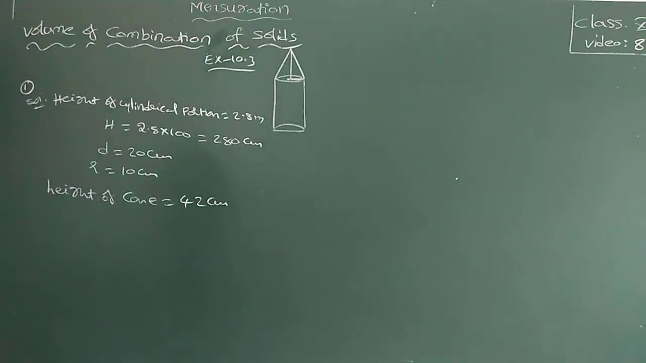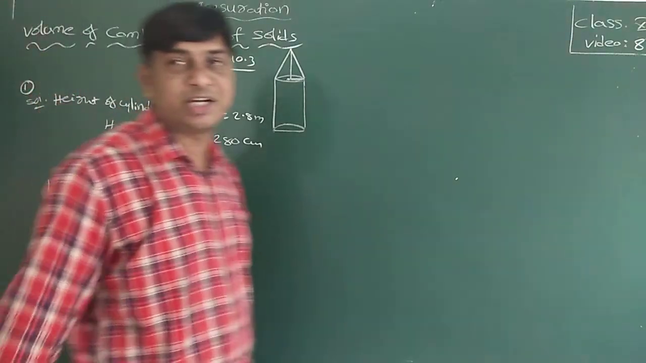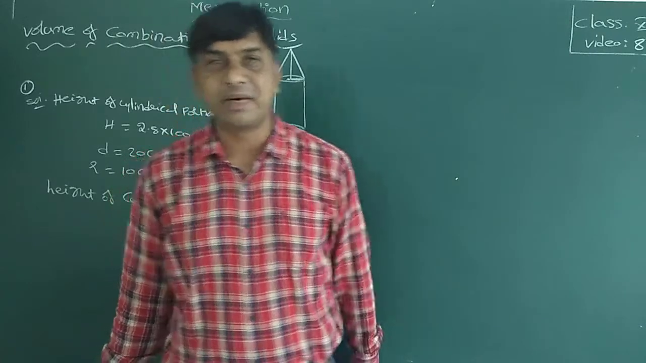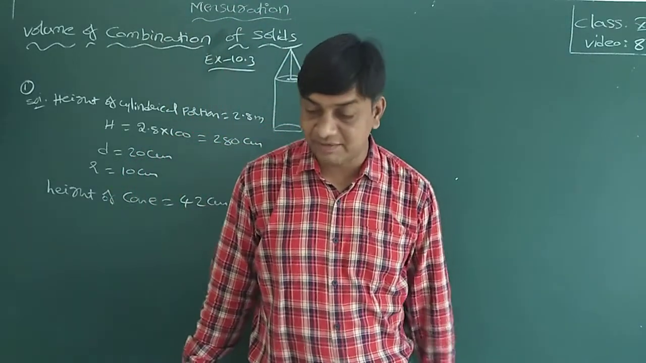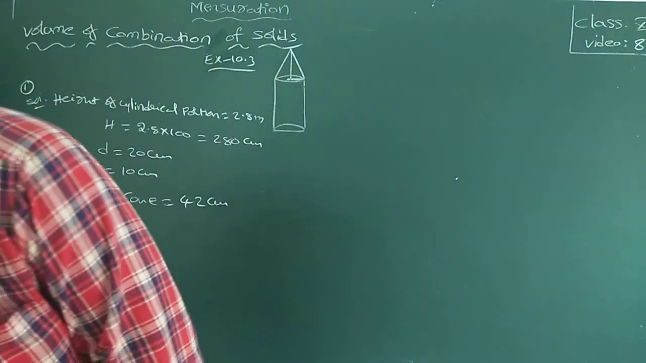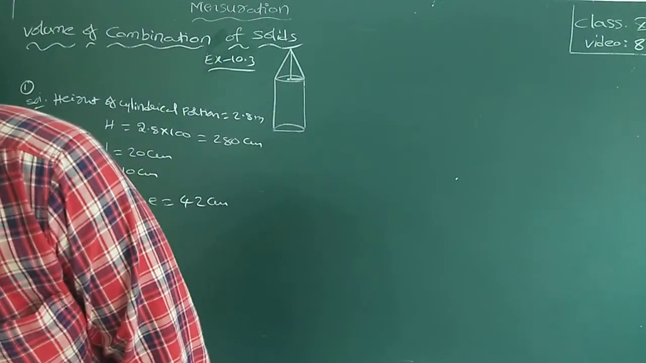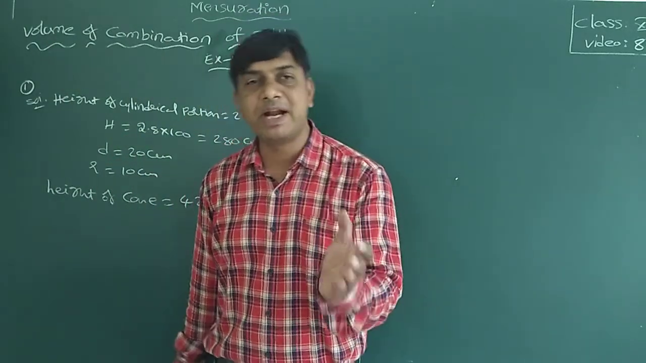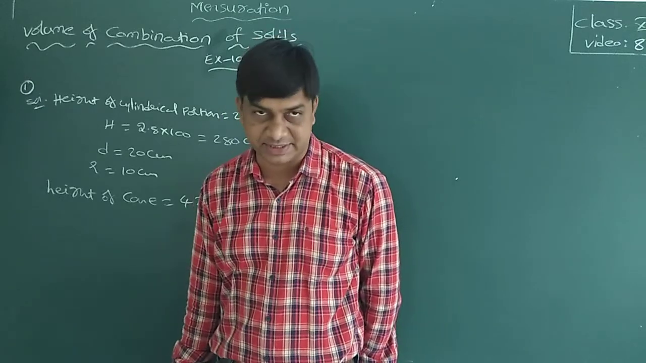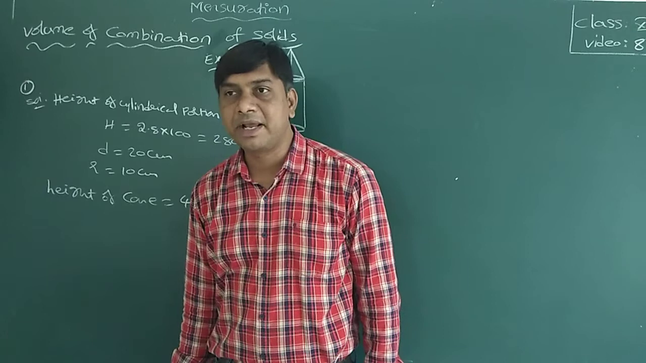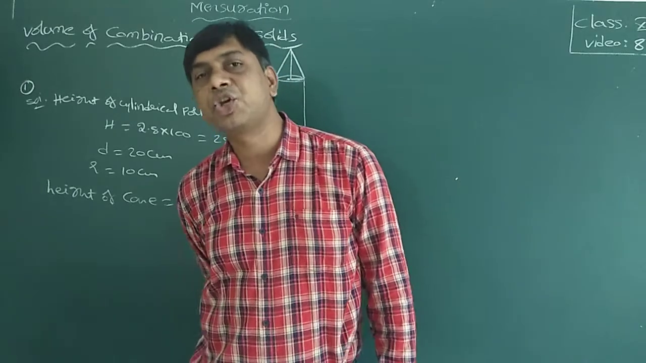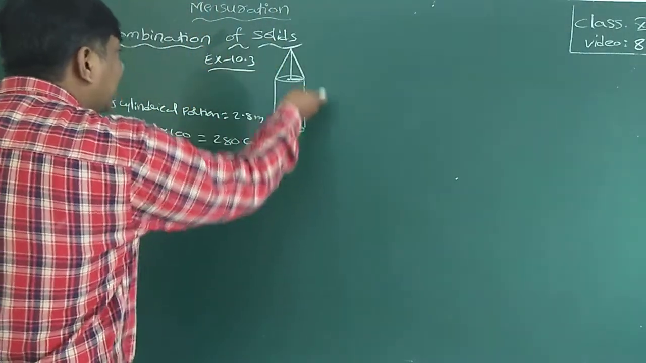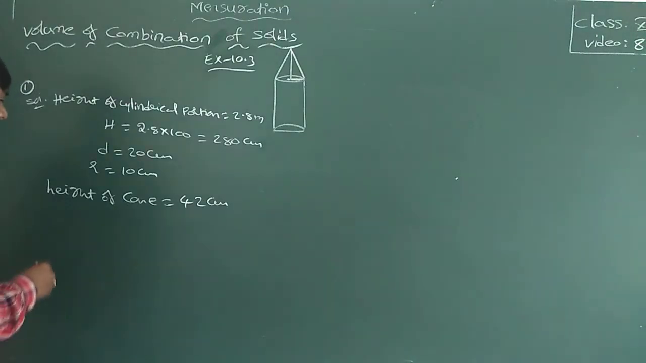Find the weight of the pillar. Weight means you need to multiply 1 cubic centimeter with 7.5 grams. That is nothing but the weight. Iron weight is 7.5 grams per cubic centimeter. To find out the weight, find the volume and multiply by how much 1 cubic centimeter weighs. So we need the volume of the pillar.